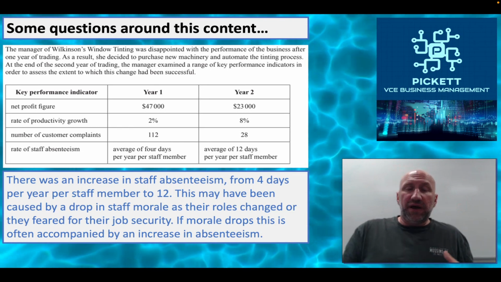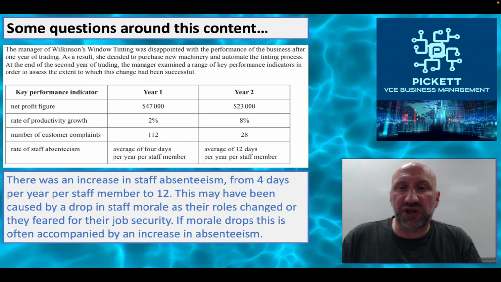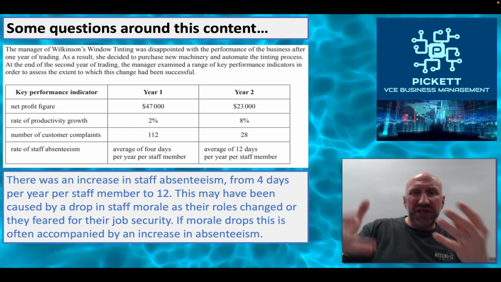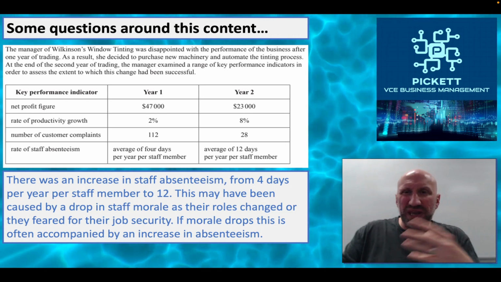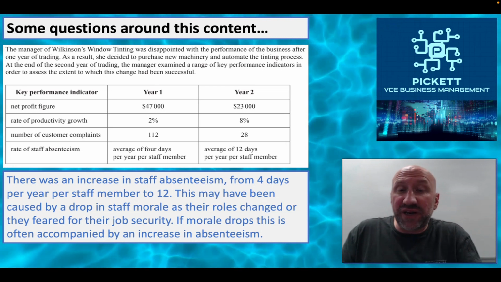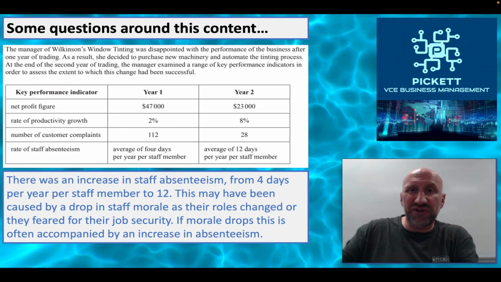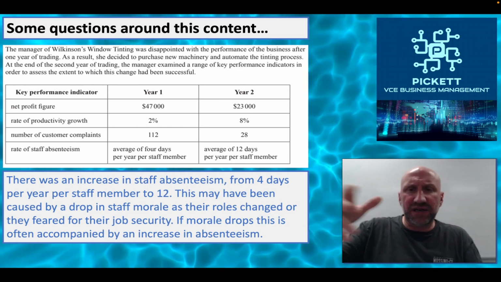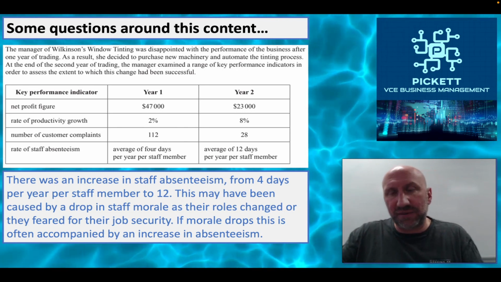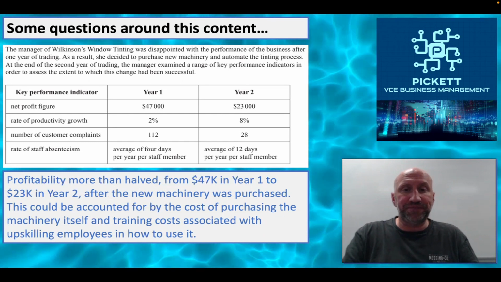So this could be explained by a drop in staff morale because their roles have changed or they fear for their job security. The morale might have changed because now the automation is really doing the job and they're left with some pretty basic jobs or something. They might be fearing their job security because they're getting worried that the machinery is going to replace them. That's going to lead to a drop in morale. And again, if morale drops, that leads to an increase in absenteeism. So there's a logical, reasonable explanation for that one.